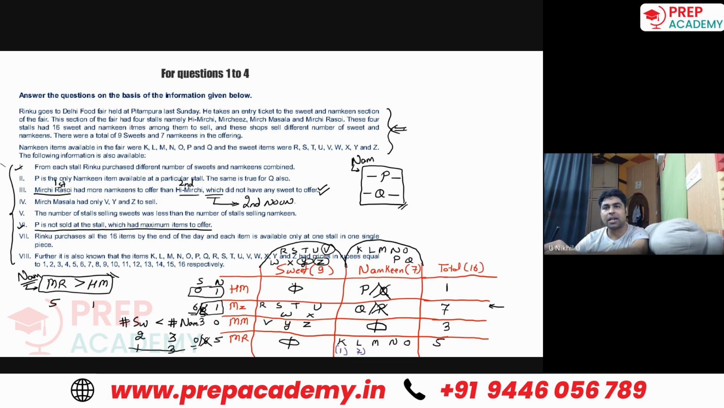K, L, M, N, O, P, Q, R, S, T, U, V, W, X, Y, and Z. Okay, so these are the values which are mentioned to us now.